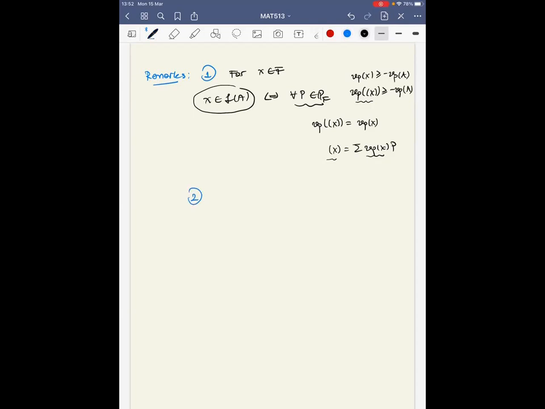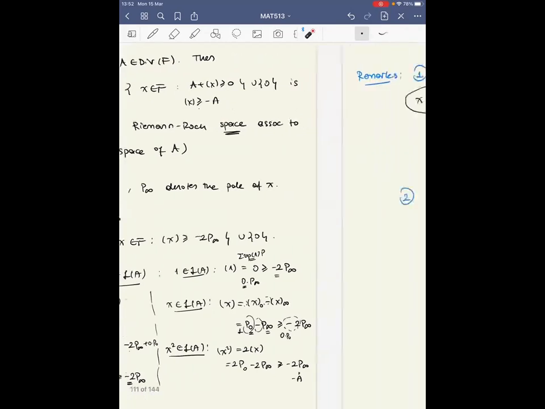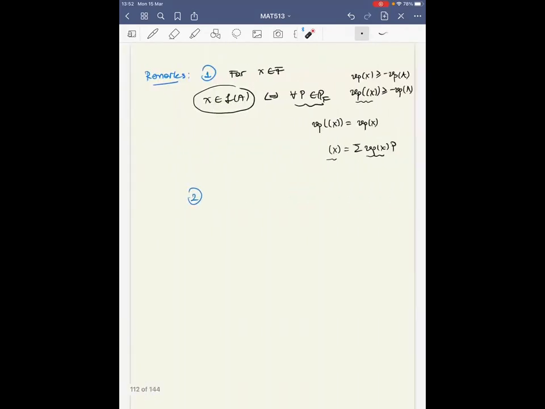And in the second remark, we will understand why it is called a space, because such a set forms a vector space structure over the base field K.